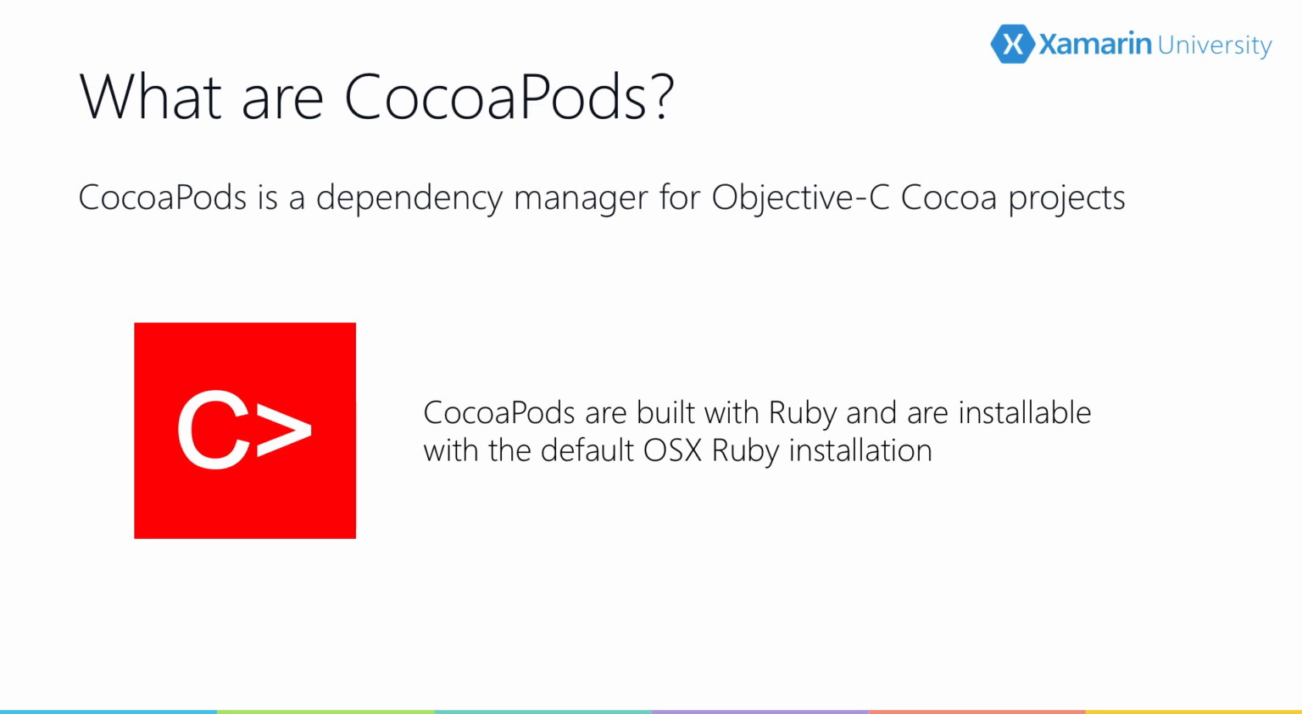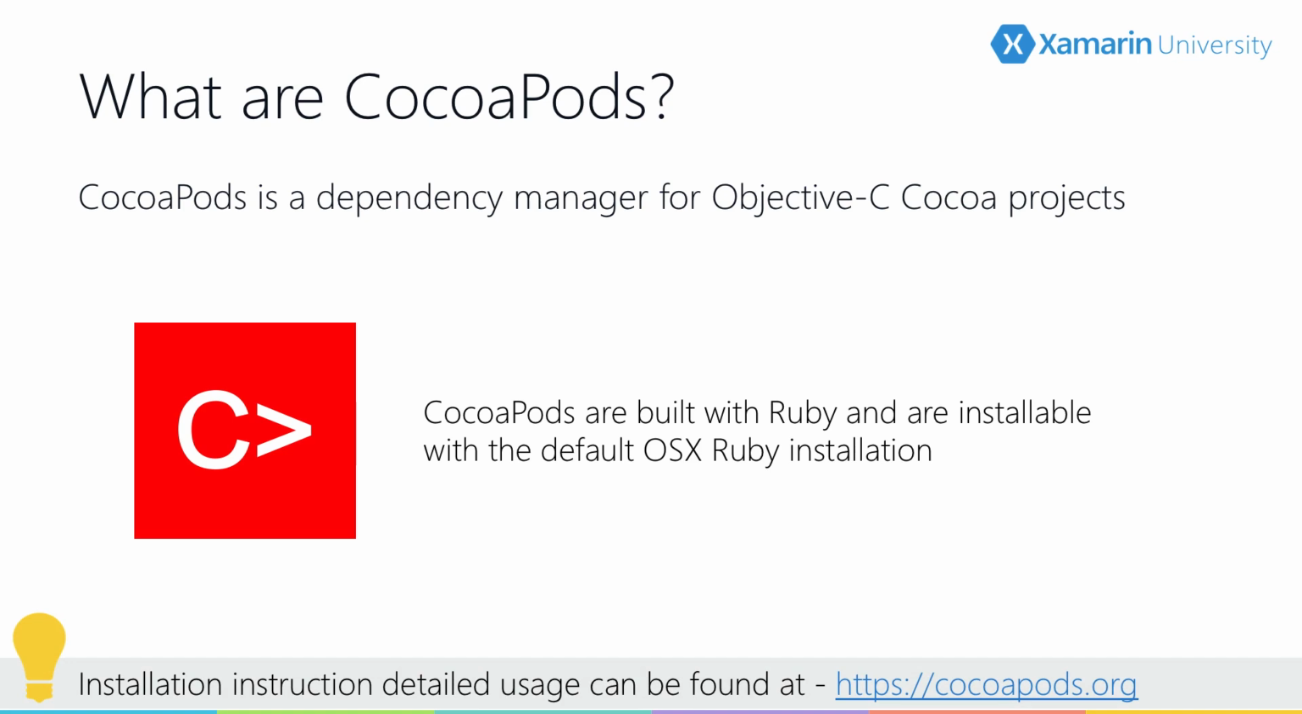The CocoaPod infrastructure is built with Ruby and distributed as a Ruby gem. Ruby in turn is installed with the default OS X Ruby installation. However, it will be time well spent investigating the installation instructions at cocoapods.org. As part of an Xcode project, CocoaPods makes it easy to manage dependencies. Objective Sharpie supports binding CocoaPods and allows for downloading, configuring, and building these CocoaPods. Again, make sure to investigate the installation instructions over at cocoapods.org.